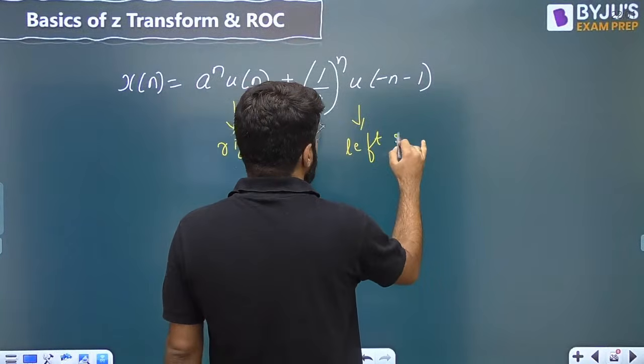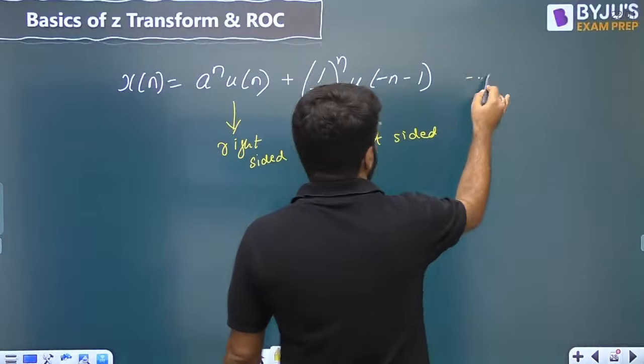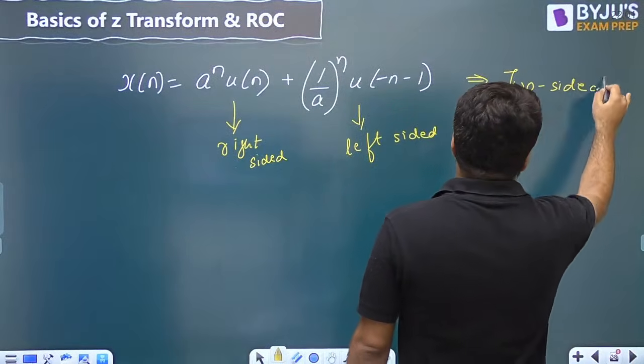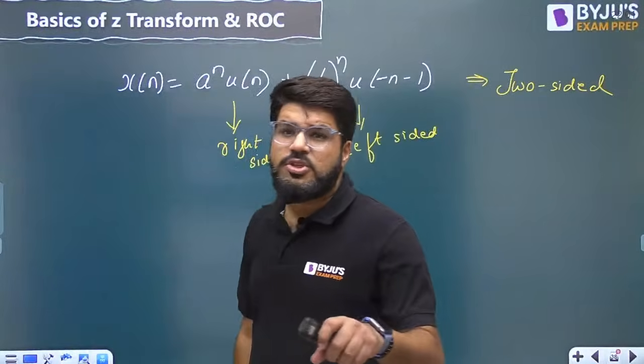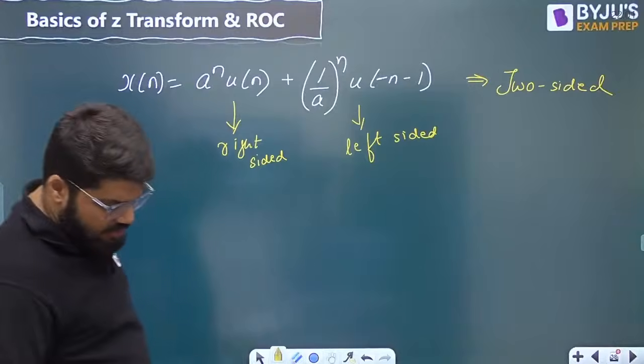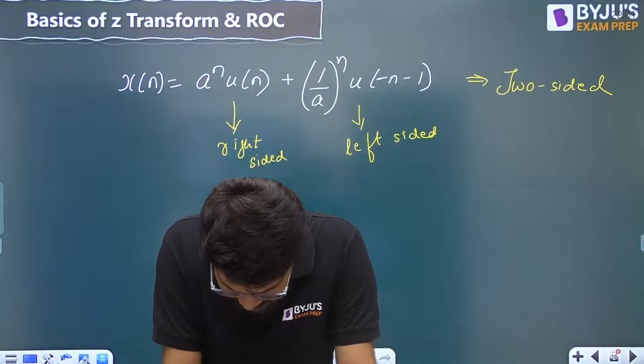So this signal is a combination of right sided and left sided. One part is going to the right, and one part is going to the left also. So it is a two-sided signal. What should be the ROC for this?